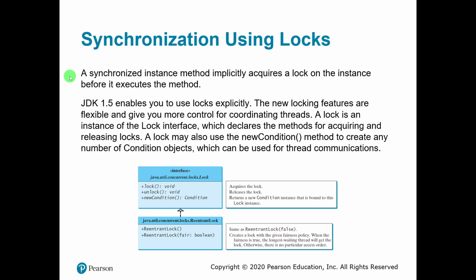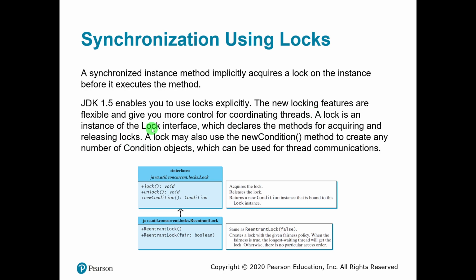So a synchronized method like we did was implicitly acquiring a lock. All we did is put the synchronized keyword in there, and it automatically did the lock for us and released the lock when it was done. But we can also use locks explicitly. So we want to talk about how we manually make a lock. The new locking features are flexible. They give us more control for coordinating threads, which is ultimately where we're going with this.